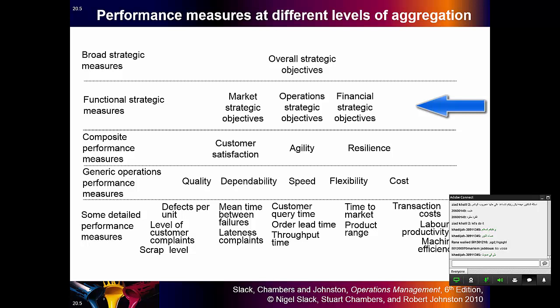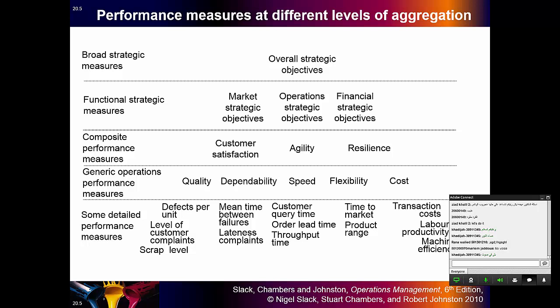And here we have 3 types of functional strategic measures, which is the market strategic objectives, which is related to the marketing department, and operations strategic objectives, which is related to operations management, and the financial strategic objectives, which is related to the financial department.